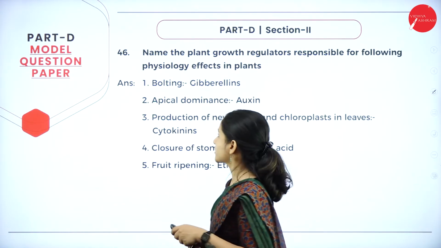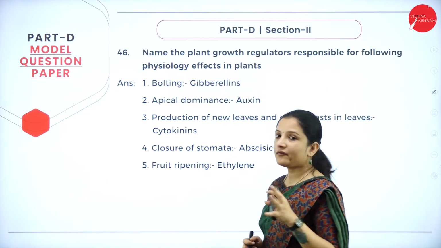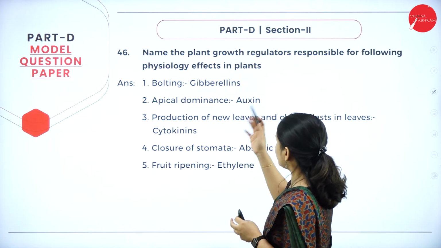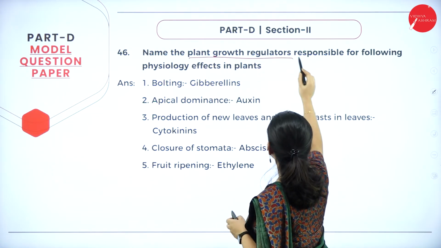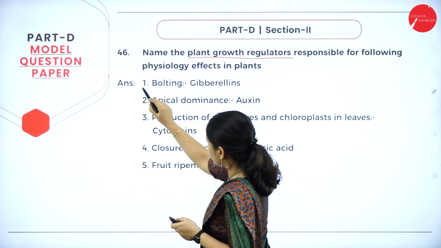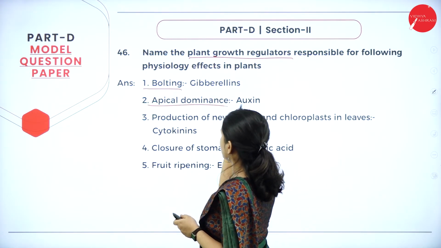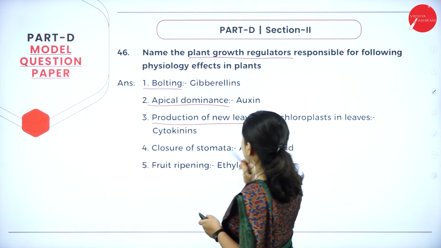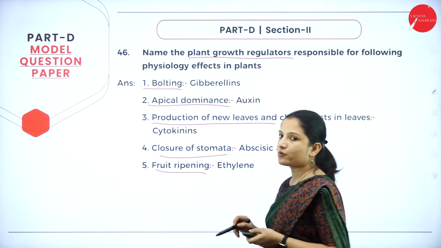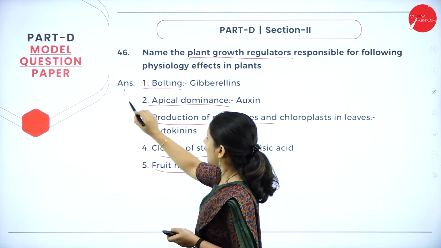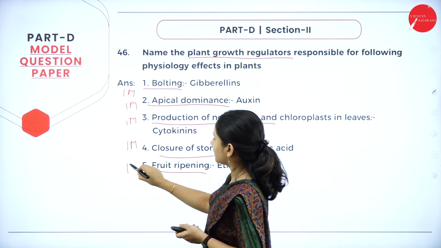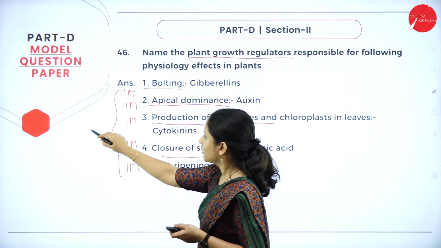So this schematic representation will fetch you 5 marks. Moving on to the next question. So here they have divided into 5 sub questions. What they have asked: name the plant growth regulators responsible for the following physiological function. So, for bolting, which is the plant growth regulator; for apical dominance, which one; for production of new leaves and chloroplast cells, which one; for closure of stomata, which one; for fruit ripening, which one. So, each of these you write the answer. It will give you 1 mark for each of these, therefore fetching you 5 marks.